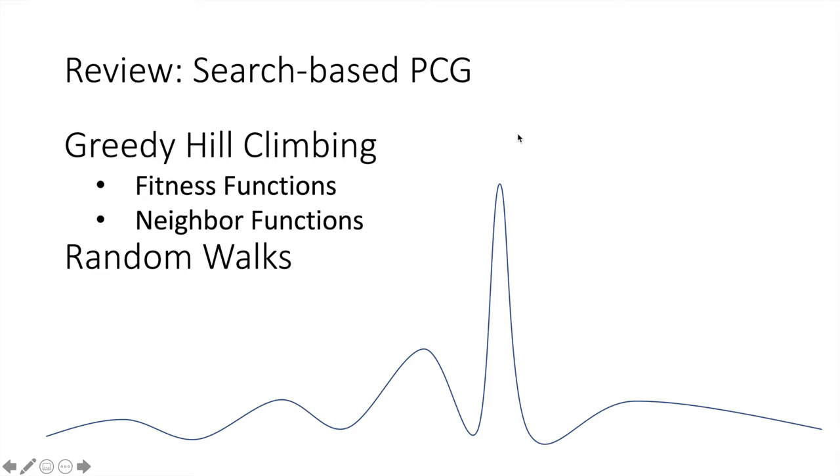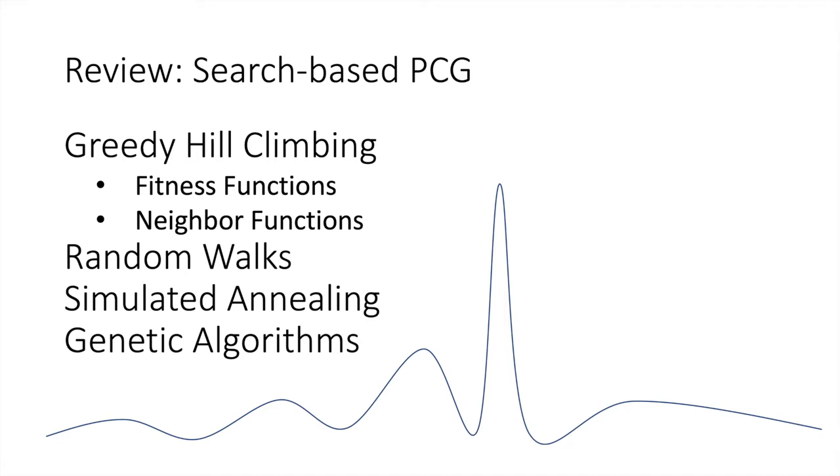Then we talked about simulated annealing, which can be thought of as sort of the easiest combination of greedy hill climbing and random walks. And then we talked about genetic algorithms, which are by far the most popular search-based PCG approach. Though we talked about, again, even then, they're not widely popular as an approach for doing PCG.